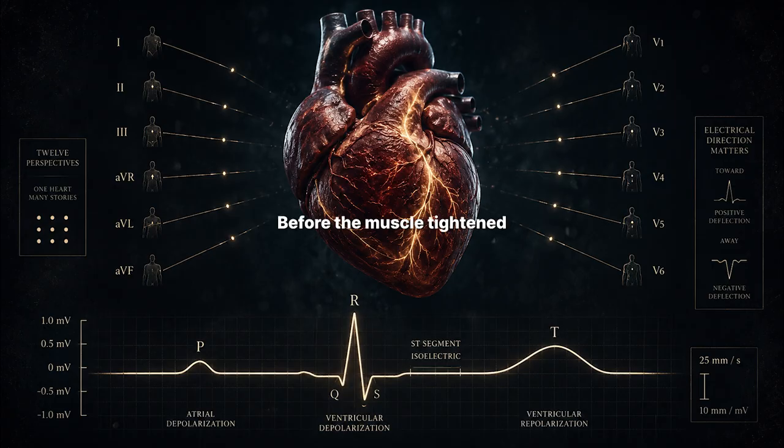Before the muscle tightened, before the chambers moved blood, a small electrical impulse left the sinus node. The ECG did not draw the heartbeat or the sound beneath the chest. It drew changing voltage differences that organized the beat.